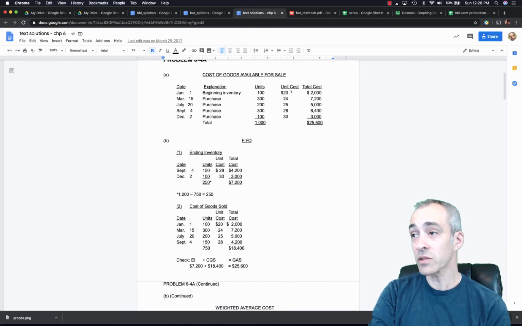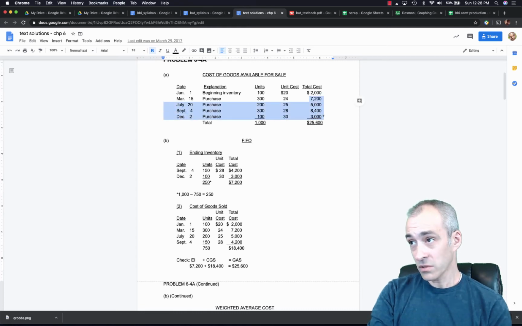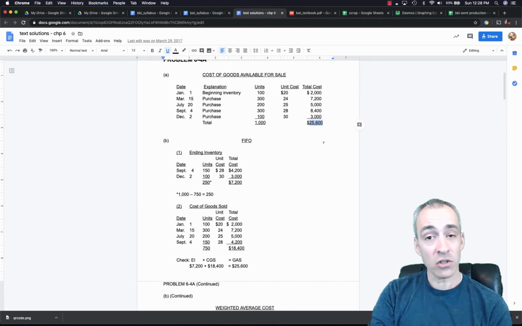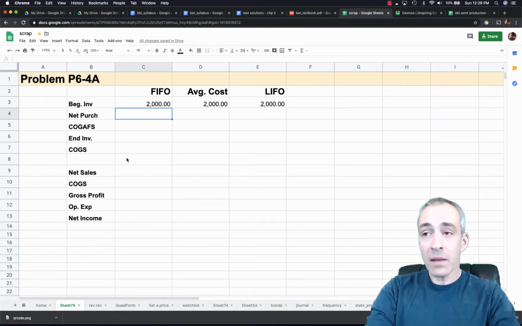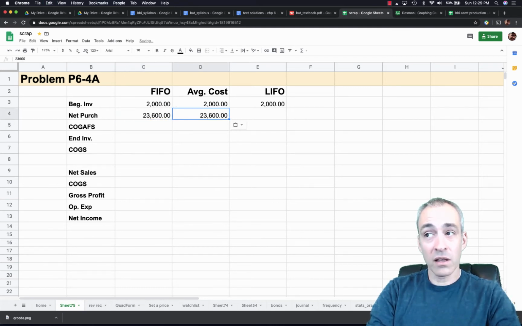So there was a beginning inventory of 2,000, and now we're focusing on purchases. So 300 at $24, 200 at 25, 300 at 28, and 100 at 30 equals these values. When you put it all together, it's going to be this value. That is the cost of the goods available for sale. So it's 23,600 of purchases, because we started with 2,000. That's our beginning inventory. So it should look like this.